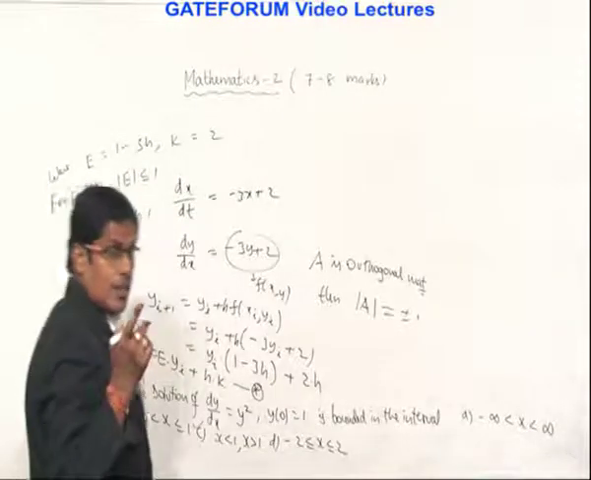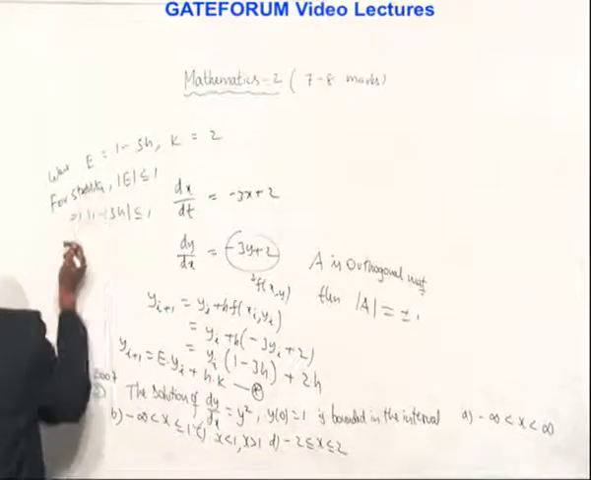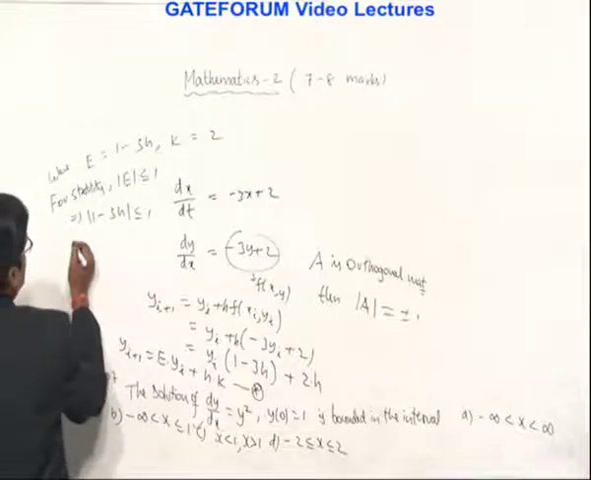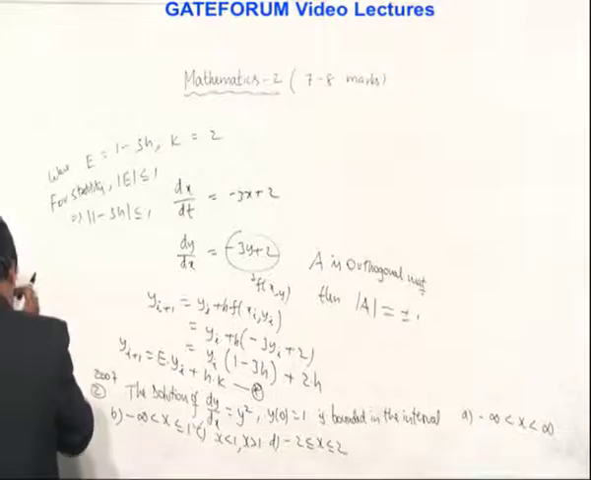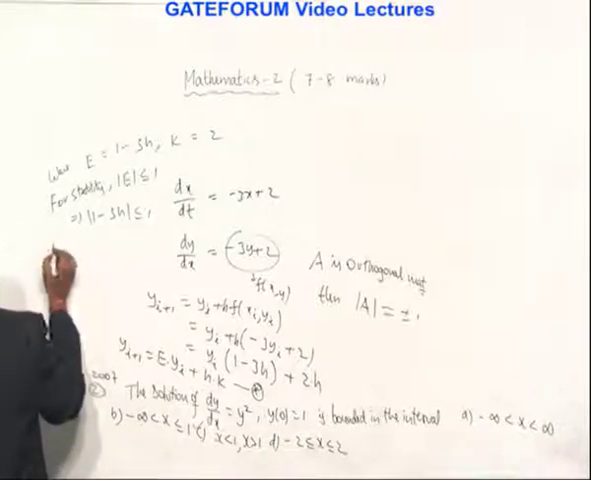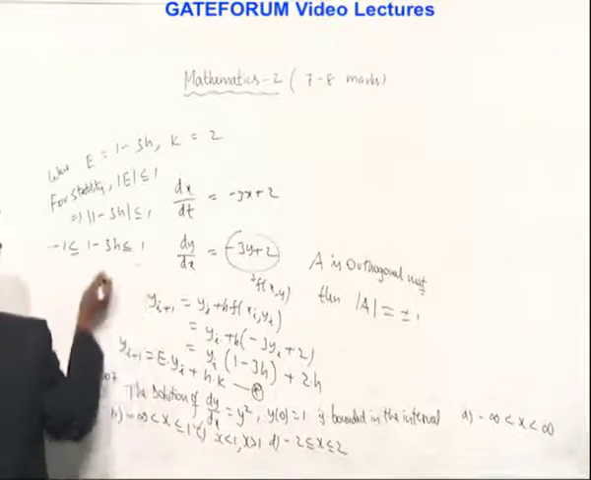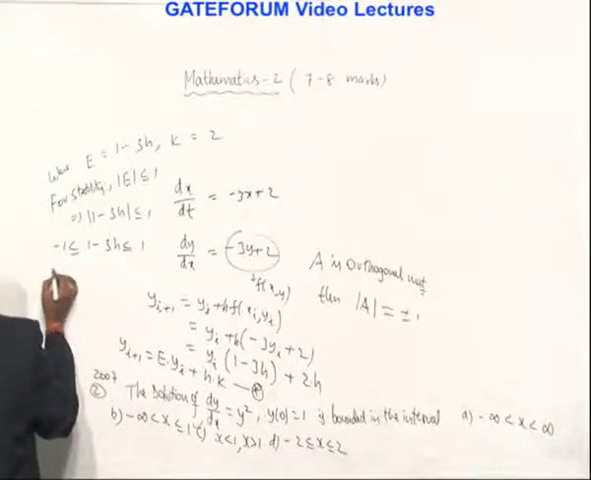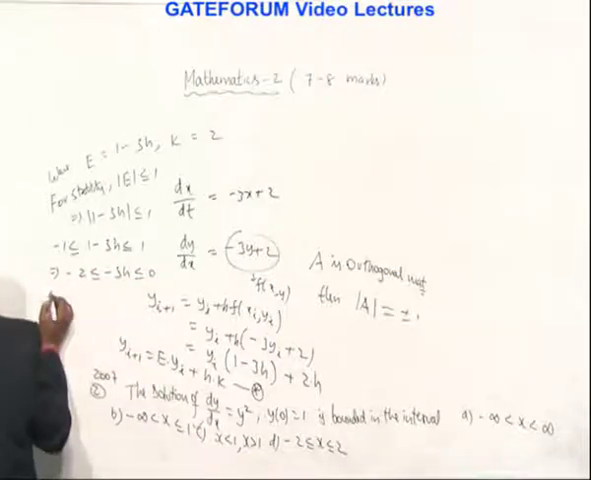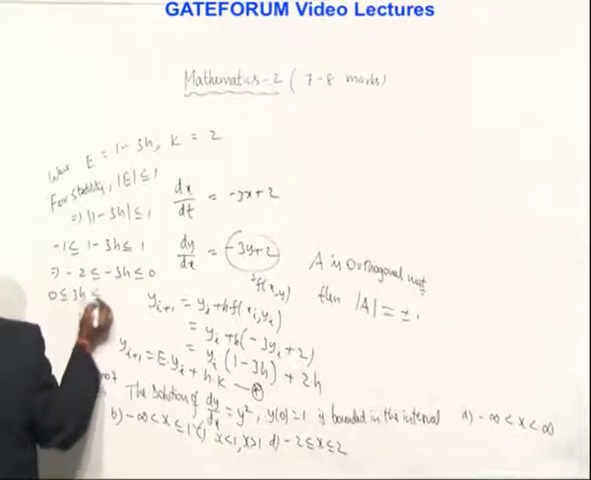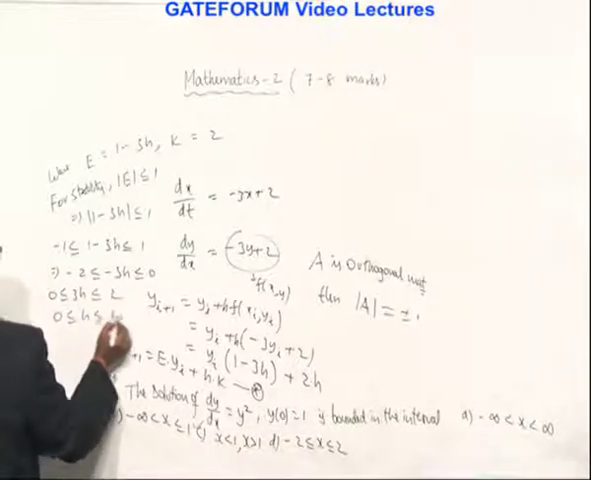Just look at the Euler's method, I told you that last class, stability analysis. So this becomes minus 1 less than or equal to 1 minus 3h less than or equal to 1. Now eliminate the 1 and minus 3. So this becomes minus 2 less than or equal to minus 3h less than or equal to 0. Now 0 less than or equal to 3h less than or equal to 2 after multiplying. So next, 0 less than or equal to h less than or equal to 2 by 3.